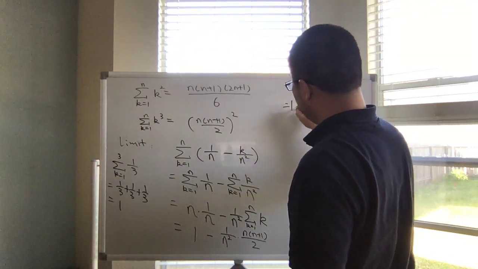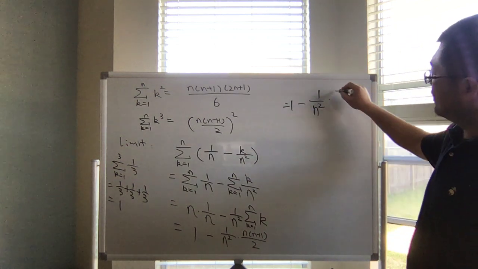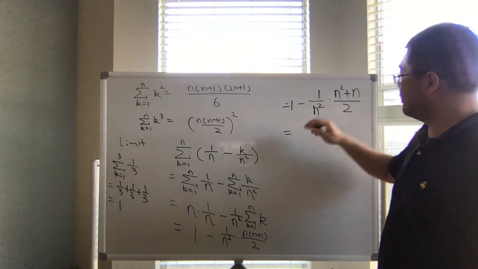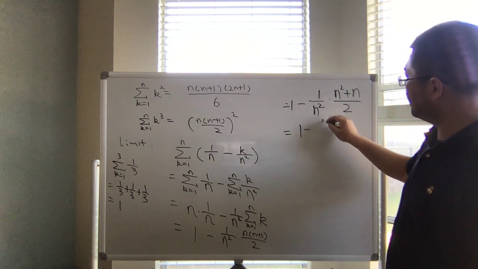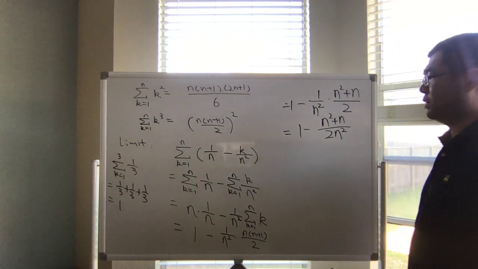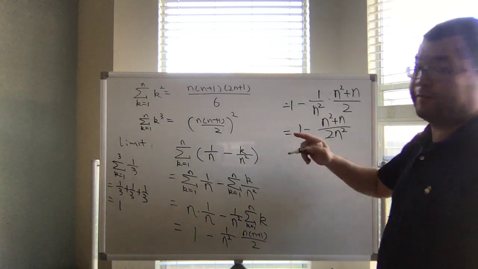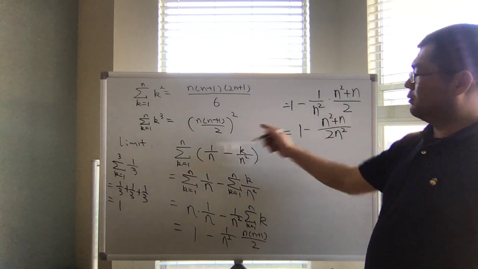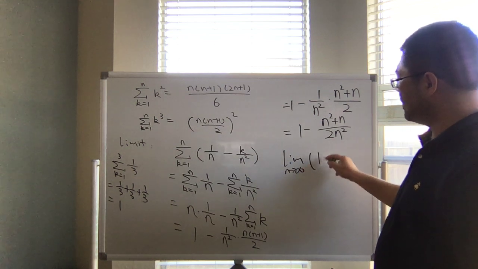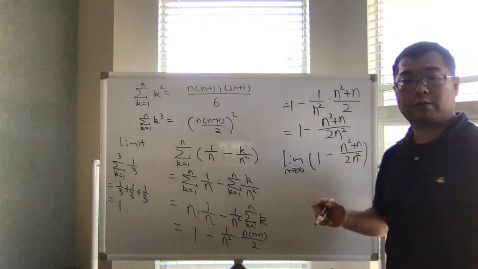It gives us 1 minus, let's see, 1 over n squared times n squared plus n over 2. And if we put everything together, we're going to have n squared plus n over 2n squared. And now, after all this simplification, I want to know, if we take the limit as n goes to infinity, what's the result going to be? So as n goes to infinity, guys, 1 minus n squared plus n over 2n squared. I'm pretty sure everybody can handle this, right?